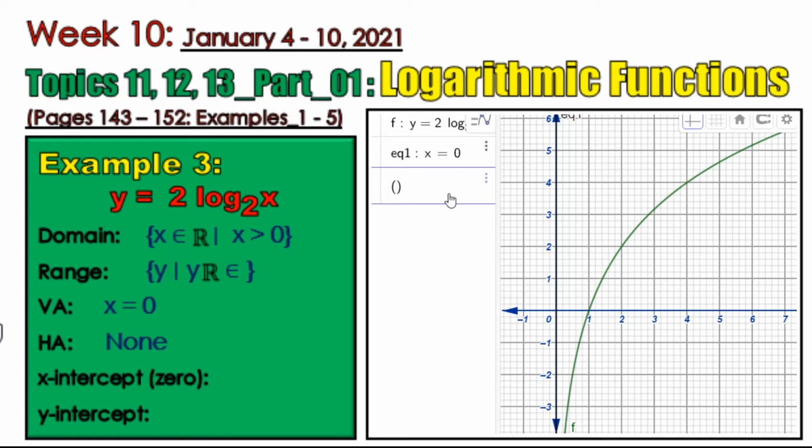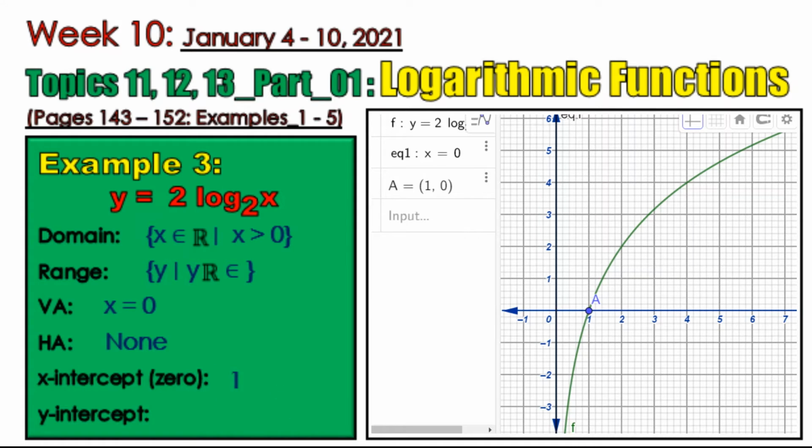1, 0. Okay, so again, it is the x-intercept, or the zero, is the value of your x when y is 0. So therefore your x-intercept is 1.